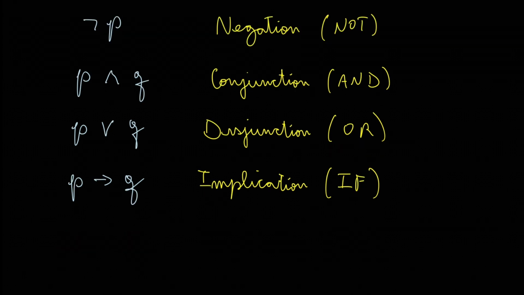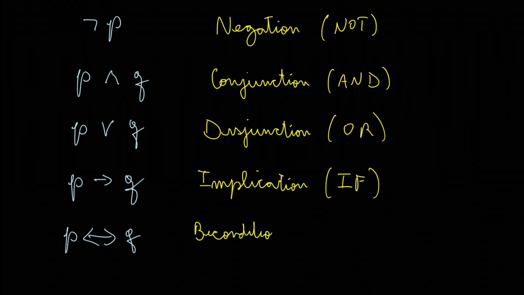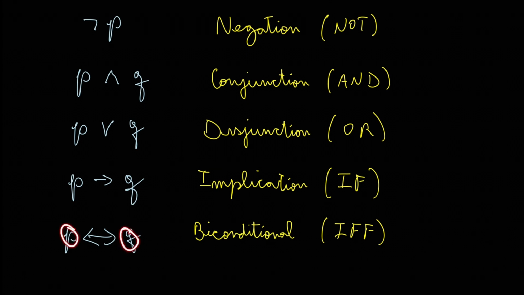And finally, we have P, if and only if Q. This is known as a biconditional. Sometimes you see it written as iff, with two F's, so if and only if. For this to be true, P and Q must have the same logical value. So if both are false, then this is true, and if both are true, this is also true. If they have different logical values, then this is false.